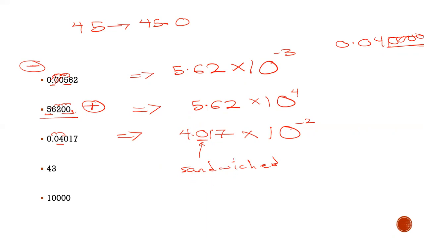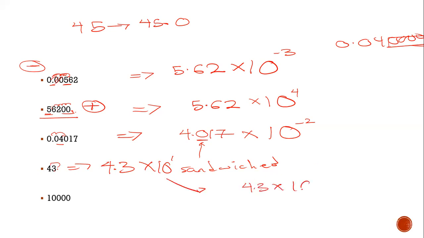All right, so let's try 43. Again, the decimal point is at the end. So we have to move the decimal point next to the first significant number, which is 4. 4.3 times 10. How far did we move the decimal point? Just once. So that's 10 raised to the power 1, or you can just write 10. That's up to you. And it's coming from the right, so it's positive.